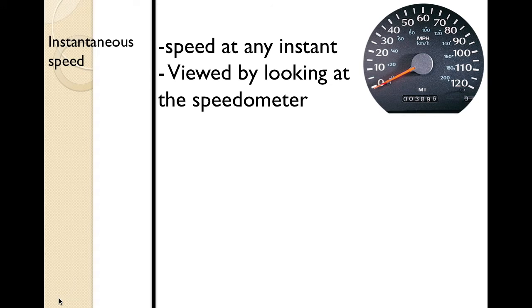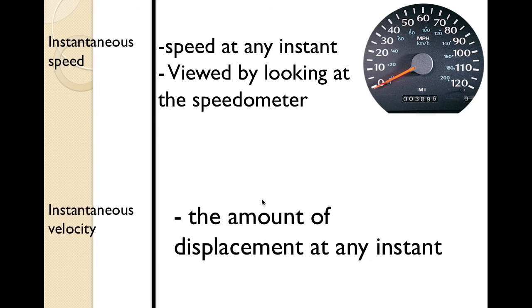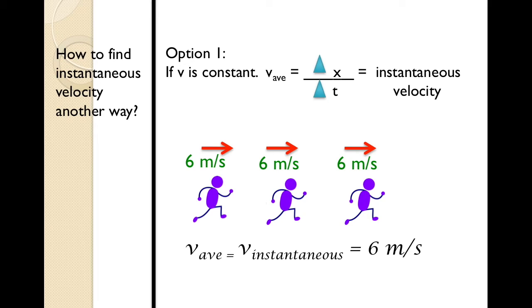Your instantaneous speed, as a recap, is just any speed at any instant. You could get this information by viewing the speedometer or any other device that can electronically get the data. Instantaneous velocity is the amount of displacement at any instant. Now, how do you find instantaneous velocity another way? So instead of it being given to you by the speedometer, you do have a few options.